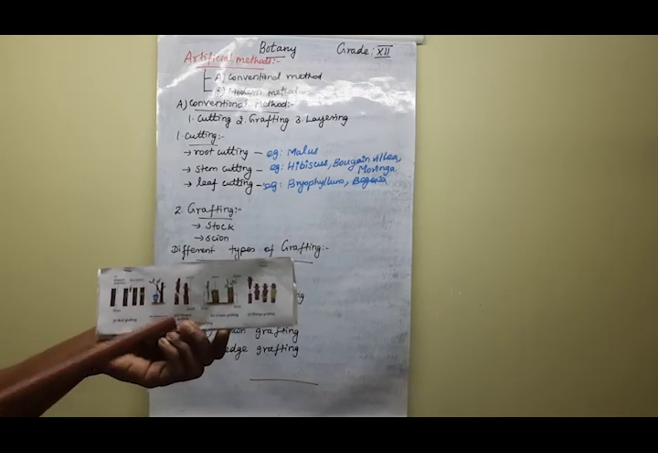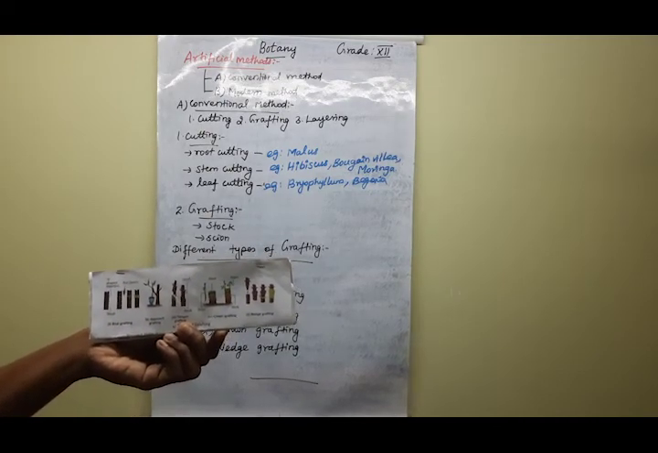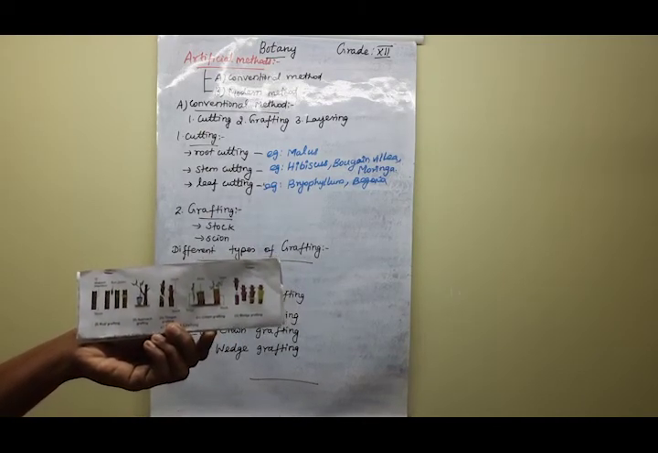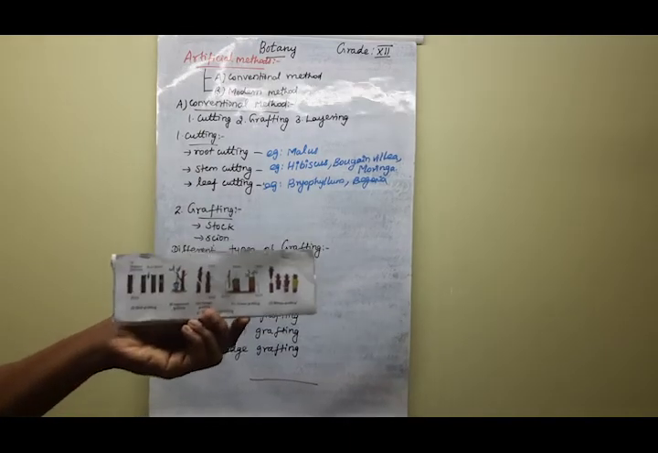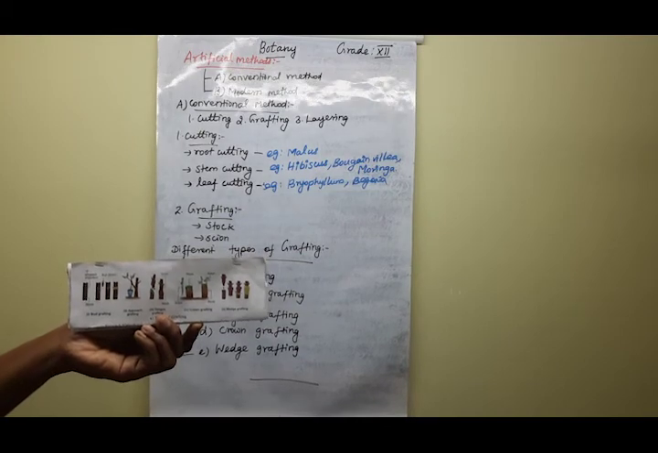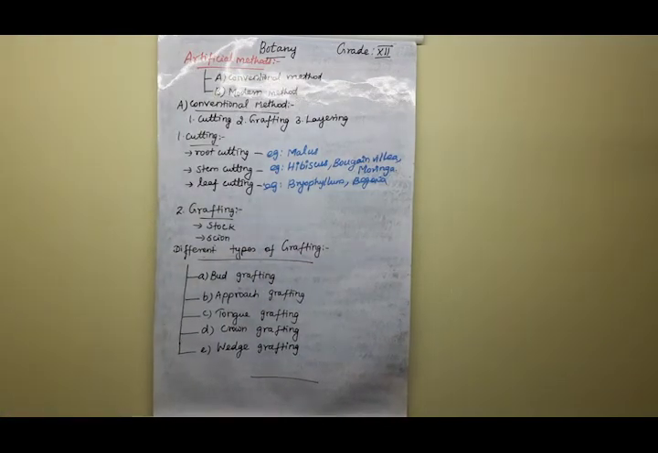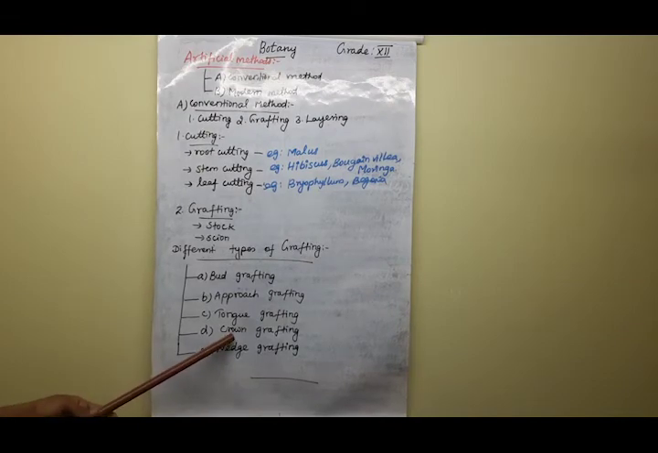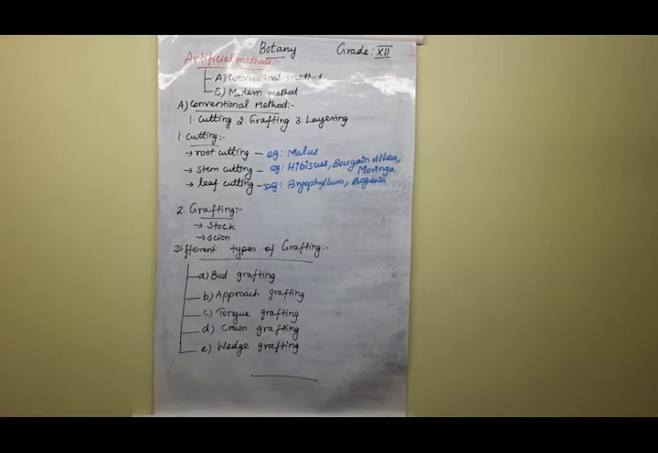Finally we use graft wax. Graft wax is a special type of wax we use for joining these two parts. Understood, ma'am? Say yes or no, children? So this grafting is known as crown grafting.